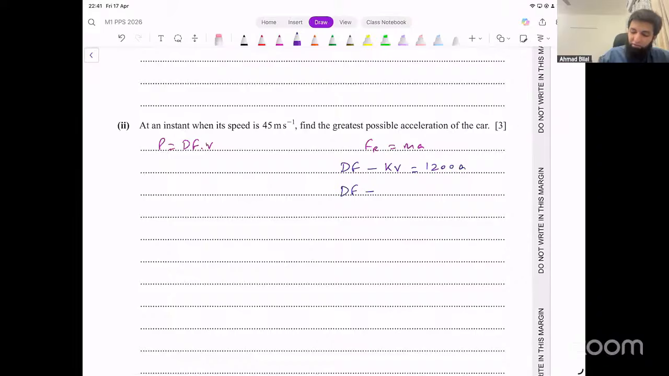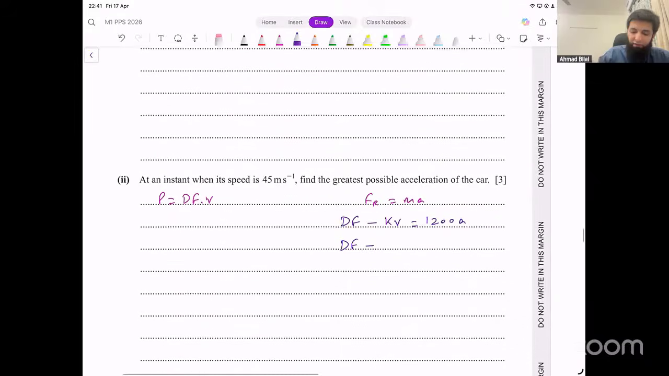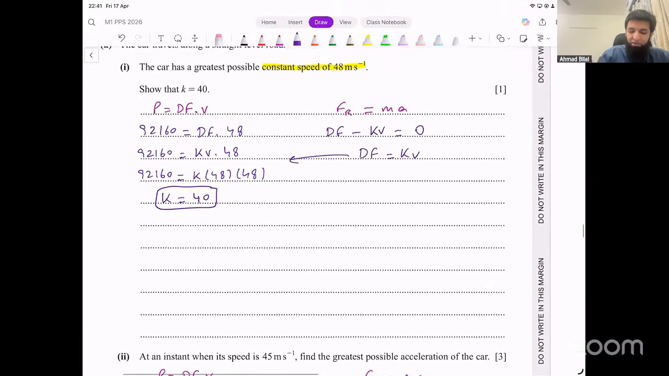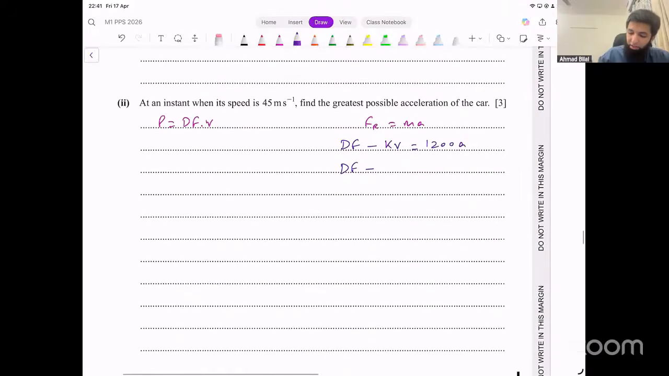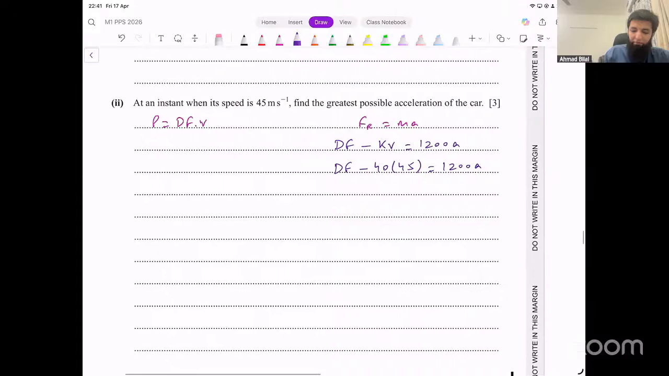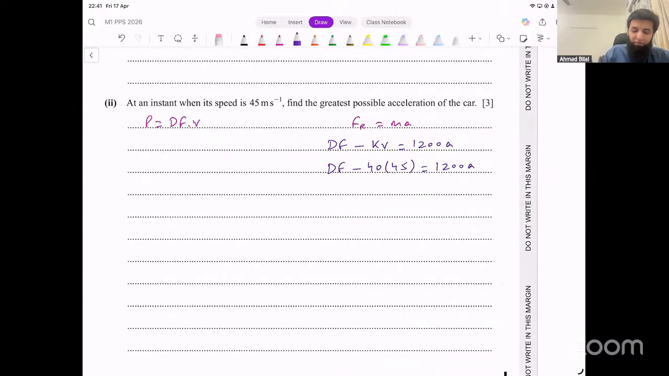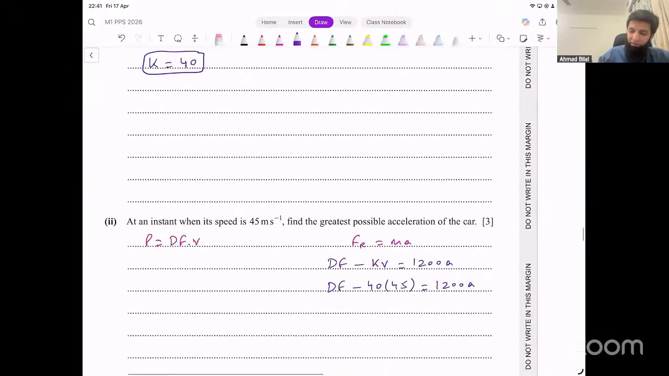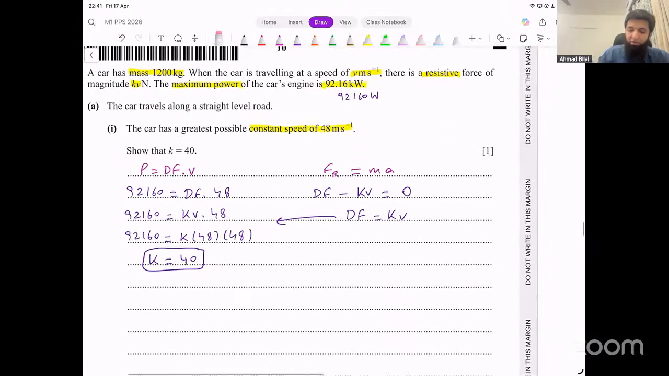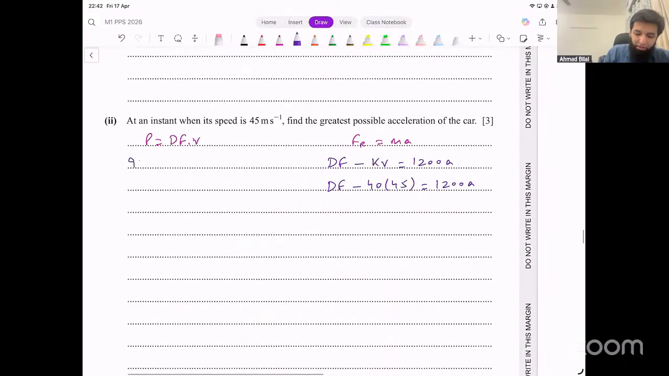We can input the value of K and V here as well now. The value for K, we found that in the previous part. That's a constant, right? 40 into V, which is 45. This equals 1200 times A. Now from the first equation, we could say, what is power going to be? If we're looking for the greatest possible acceleration of the car, the greatest possible value of acceleration is going to correspond to the greatest power that is generated, which is 92160. We can input that here.